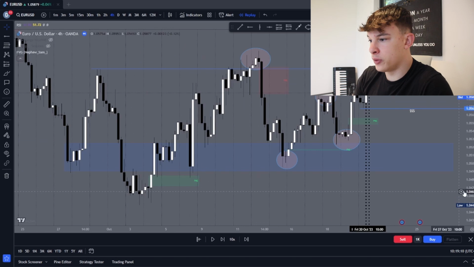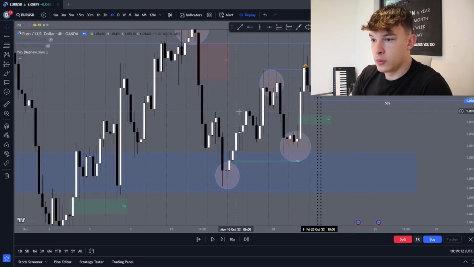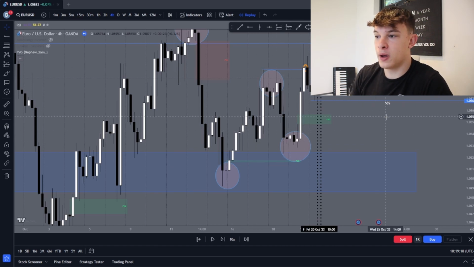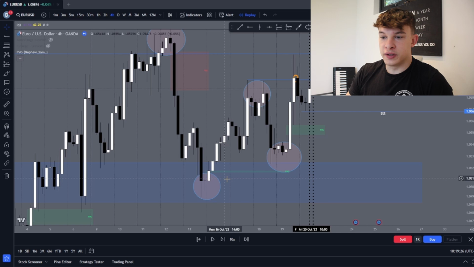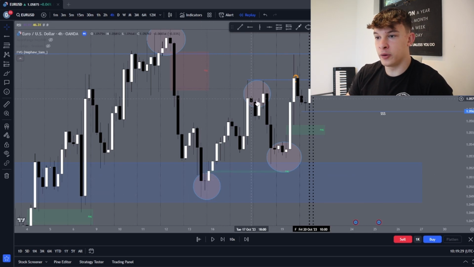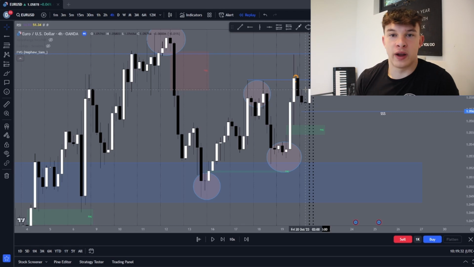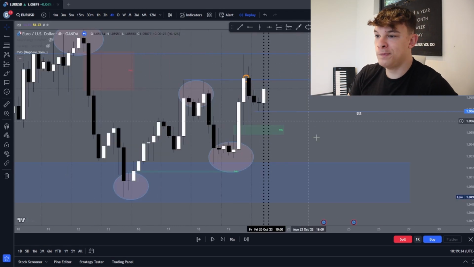Following this on the 4-hour time frame, we got a breaker structure to the upside followed by a slight retracement, and from there we've been creating higher lows and higher highs. As you can see, we've got this low marked out followed by a high followed by a higher low, which leads me to think we're going to be creating a higher high at some point.